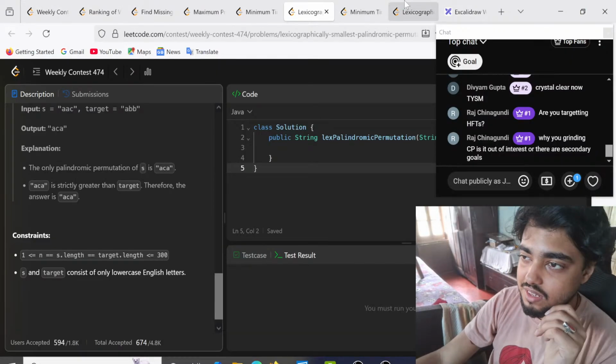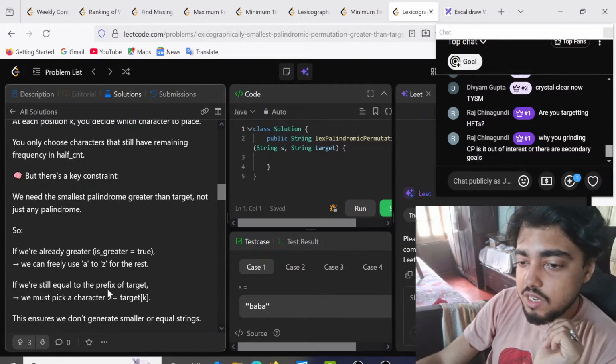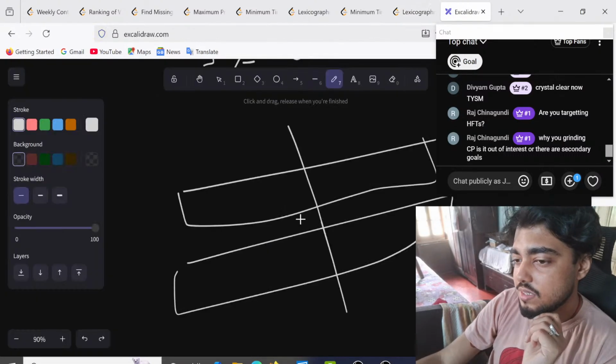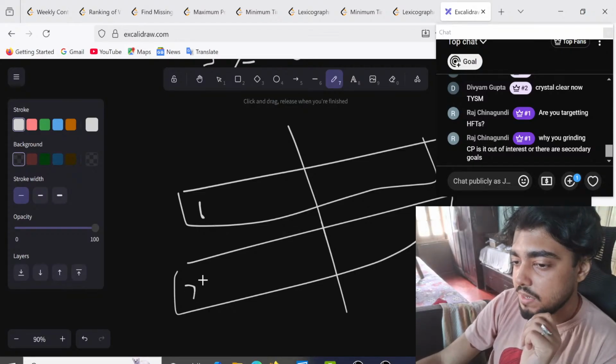That is the only thing. If we are still equal to the prefix, we must pick a character greater than or equal to target of k. That is, if this is b, we have to create greater than or equal to b, that is b to z. The exact thing that I just explained to you.